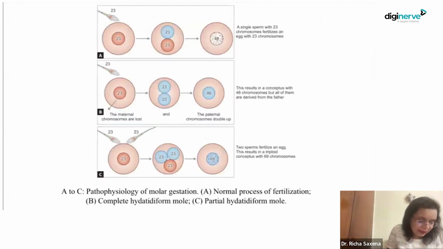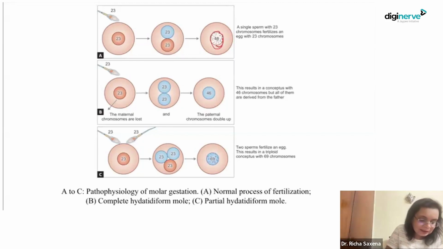So this is what is happening in a complete molar pregnancy. In a complete mole, basically, all the chromosomal constituents are derived from the father. So it is just the paternal chromosomes which are present, and that is why such an abnormality occurs in cases of complete moles. You can see here, the first picture shows what happens in a normal person. The sperm will have its 23 chromosomes and the ovum will have its 23 chromosomes, and the combination would result in 46 chromosomes.